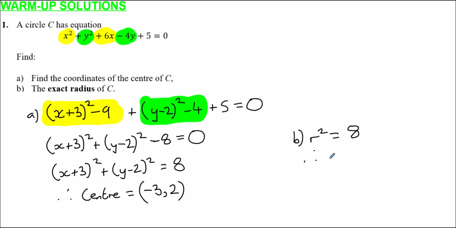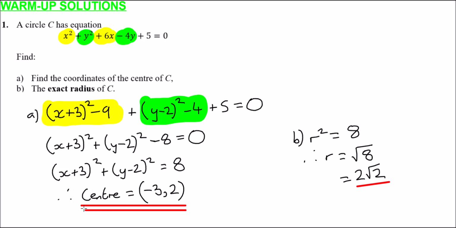So therefore, the radius will be the square root of 8. We want this in exact form. If you type root 8 into your calculator, you would get 2 root 2. And so that's the answer for the magnitude of the radius in exact form, just as this is the coordinates of the centre. So that's question 1 done.